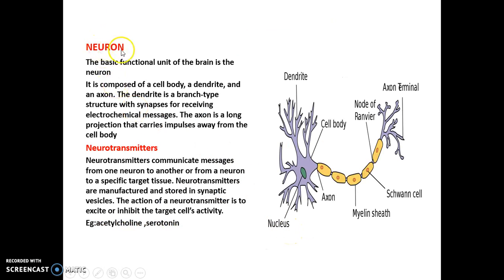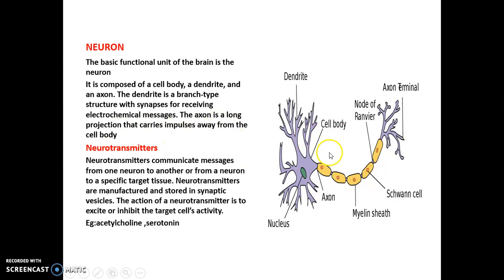Let's see about the neuron. The basic functional unit of the brain is the neuron. It is composed of a cell body, dendrites and an axon. The dendrite is a branch-type structure with synapses for receiving electrochemical messages. The axon is a long projection that carries impulses away from the cell body.